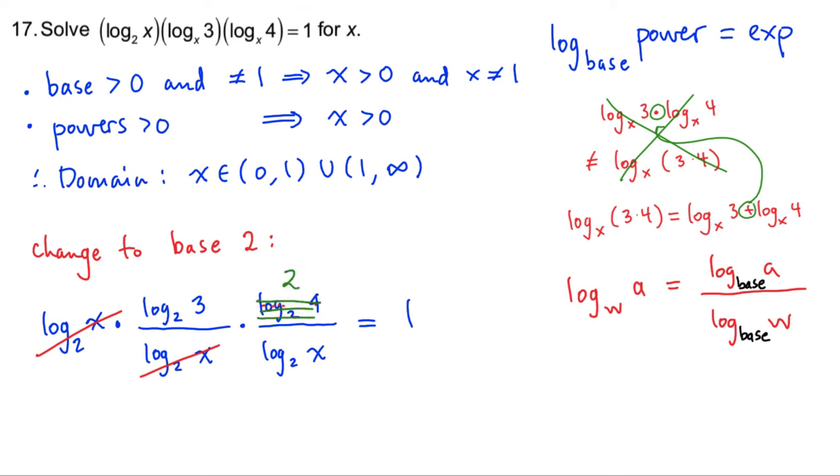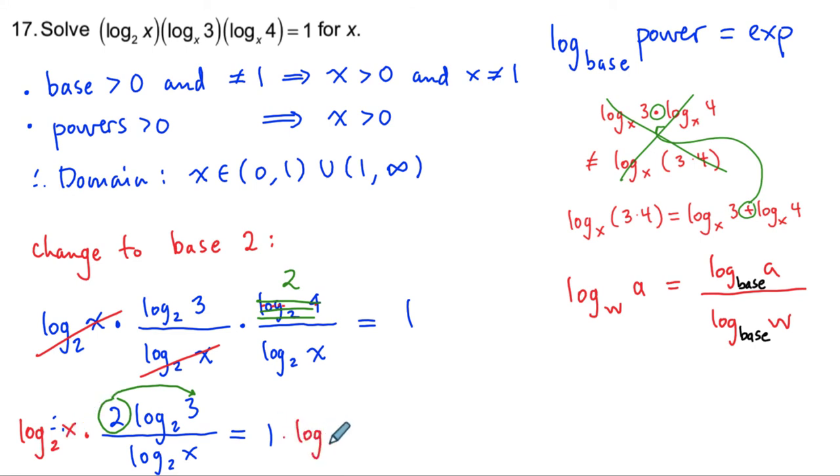So I'm just going to tidy this up a little bit. I have 2 times log base 2 of 3 divided by log base 2 of x, and all of that is equal to 1. I can take this coefficient and bring it up as an exponent on the 3, and I can multiply both sides of the equation to clear the denominator. So we multiply by log base 2 of x on the left and by log base 2 of x on the right.